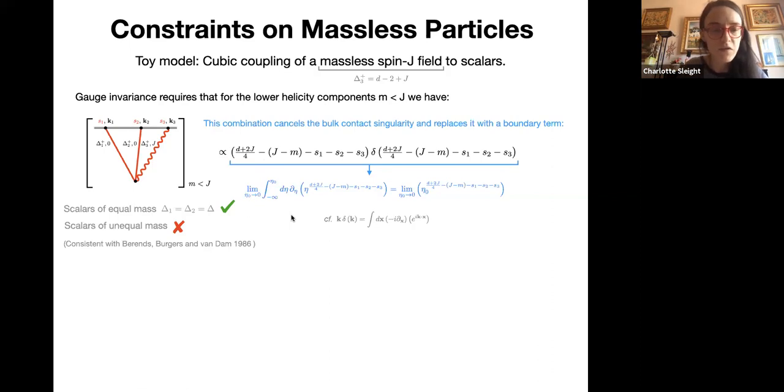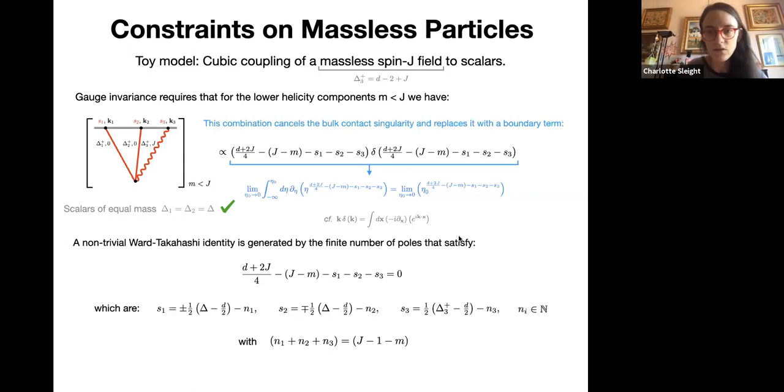And if you do that, you find that this only happens if the scalars have the same mass. This is consistent with what we already know about the consistent cubic couplings of massless fields to scalars. They can only exist if the scalars have the same mass. And if you continue in this equal mass case, the boundary terms that you get are finite and non-zero, and so they give you a corresponding non-trivial Ward-Takahashi identity.